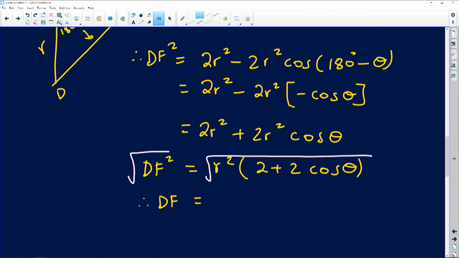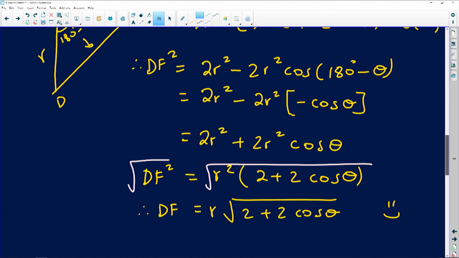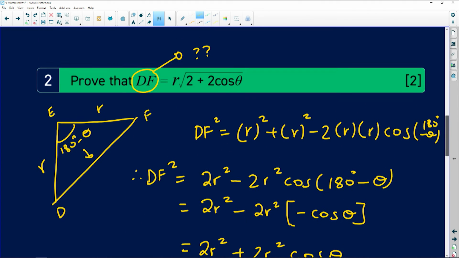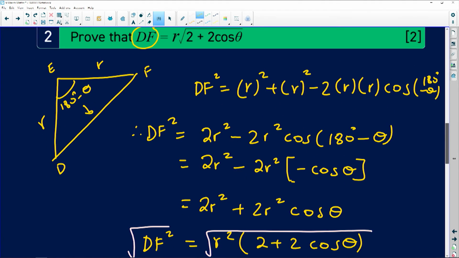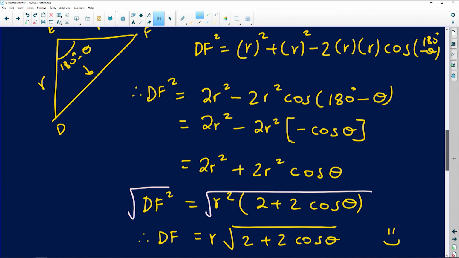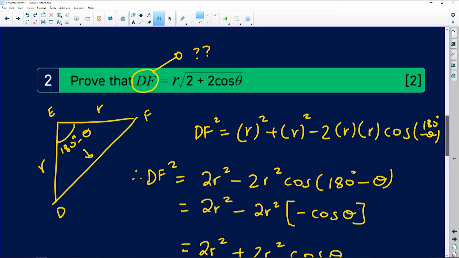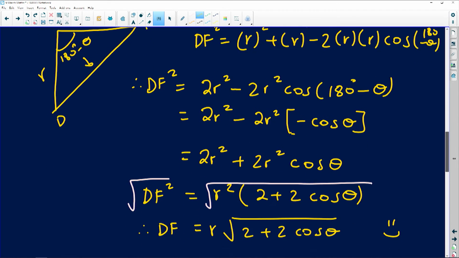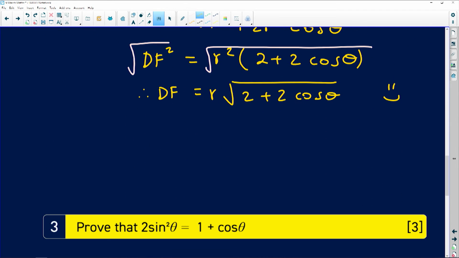R escapes the square root as r, and then you're left with the square root of what is left inside there, which is 2 plus 2 cosine of theta, which is what the examiner wanted us to actually find in this question. That's what the question was all about, finding the length of DF. So DF, there it is. DF is indeed r times the square root of 2 plus 2 cos theta. Very powerful, right?